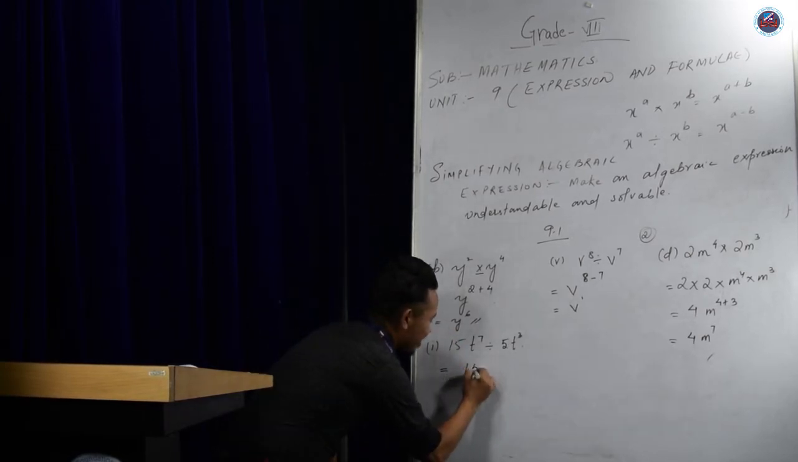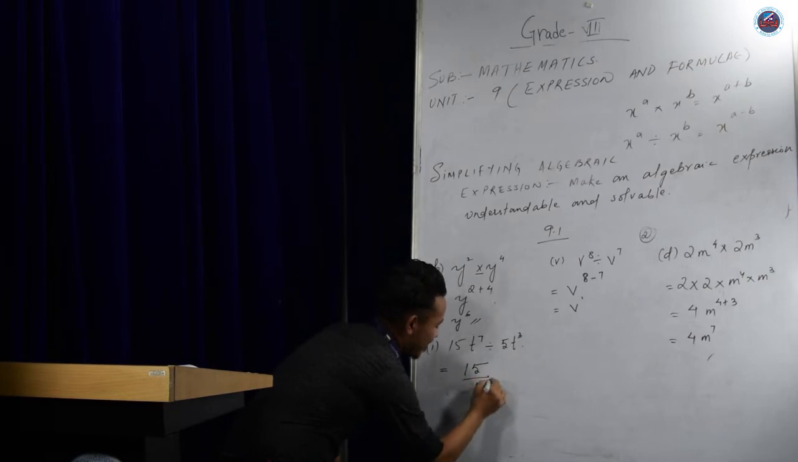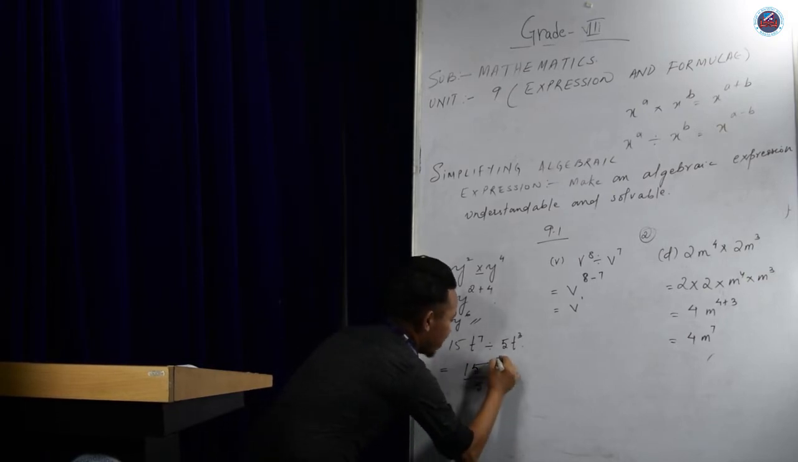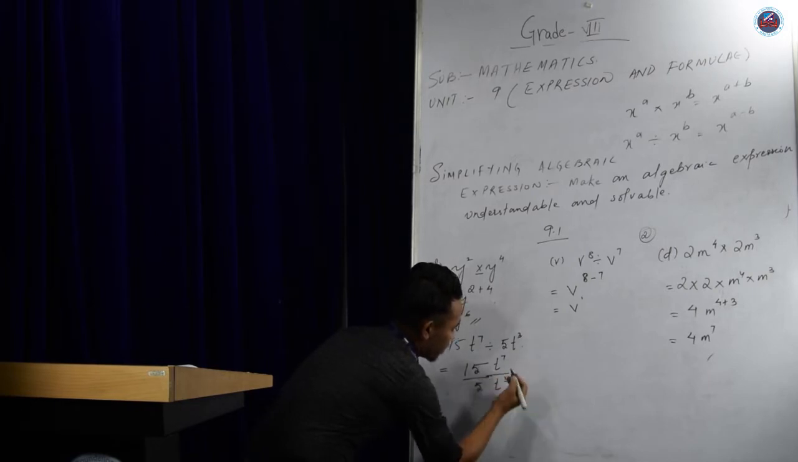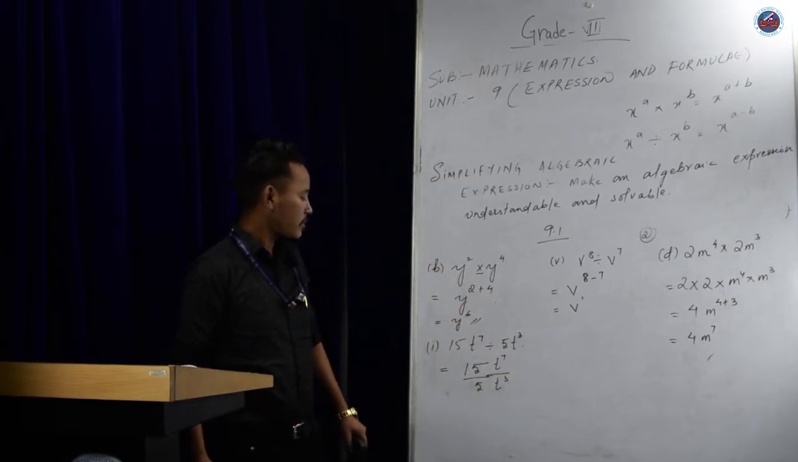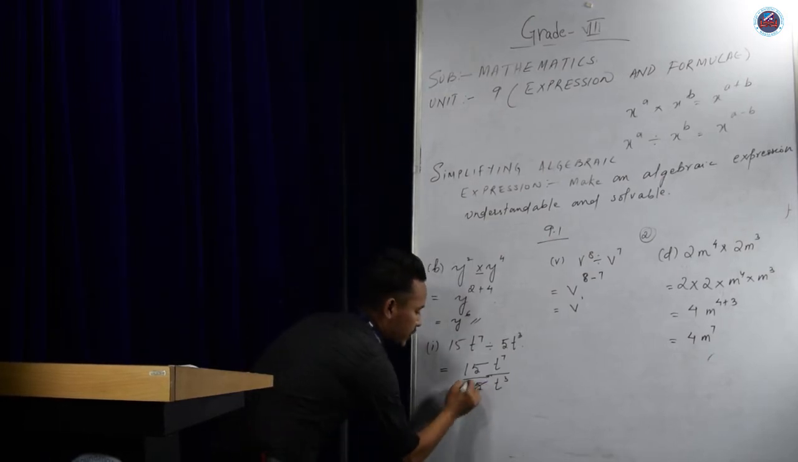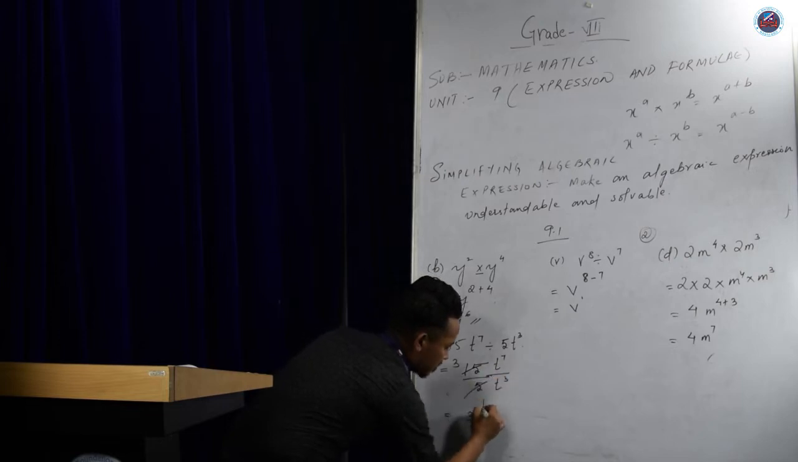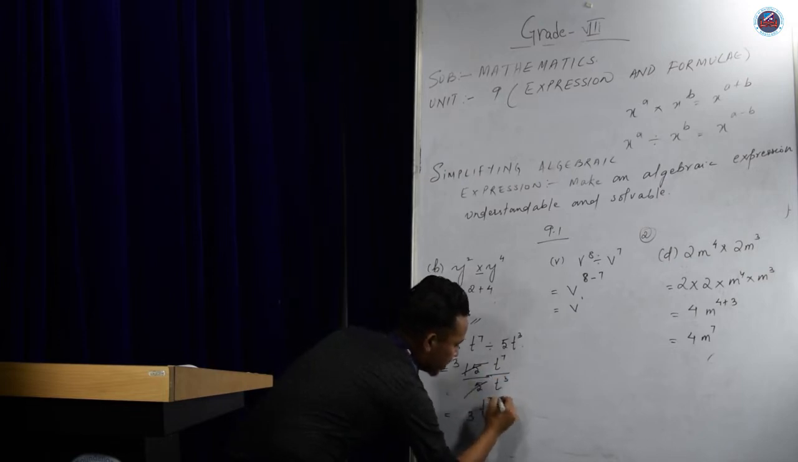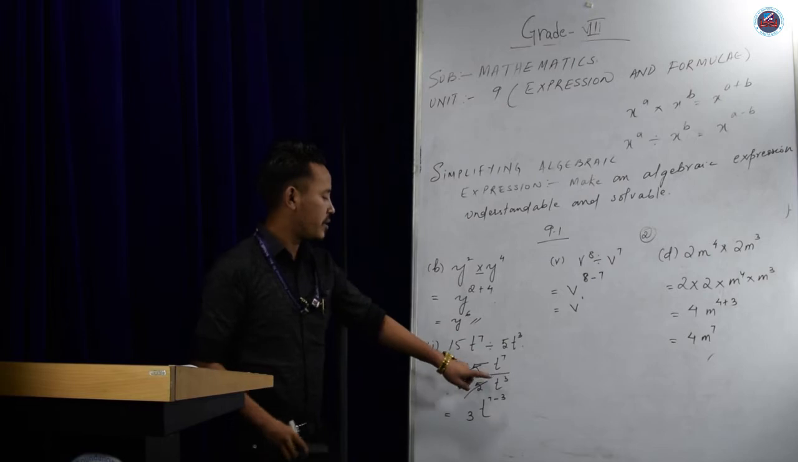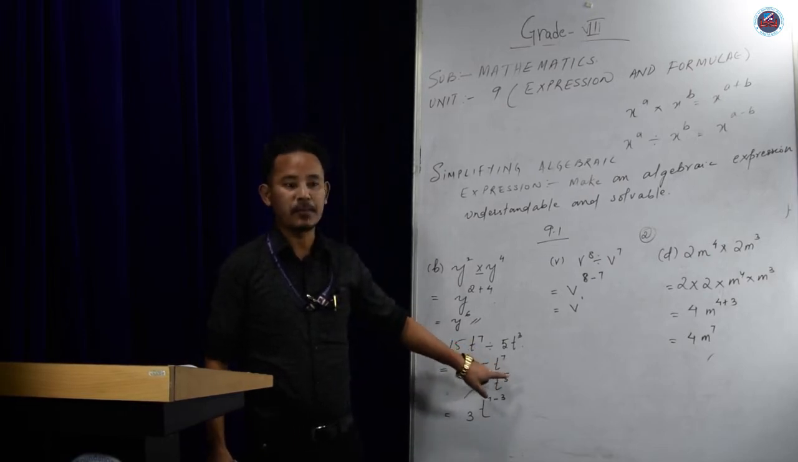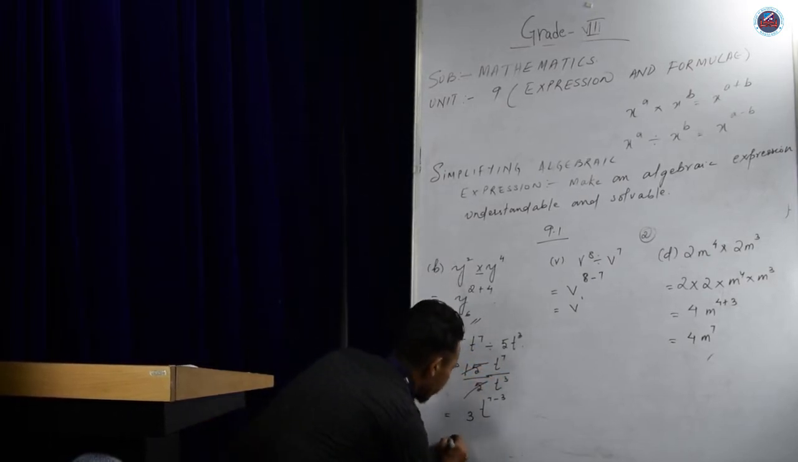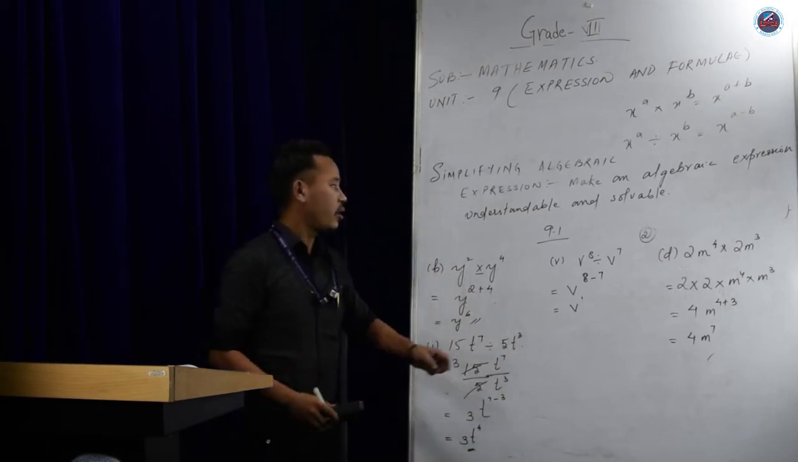15 divided by 5. 15, and then on top we have t to the power 7. Here we have t cubed. Right? 5 and 15 can be cancelled. So here we have 3 t to the power 7 minus 3. Since it's division, definitely the powers get subtracted. 3 t to the power 4. That's all we have from 9.1.